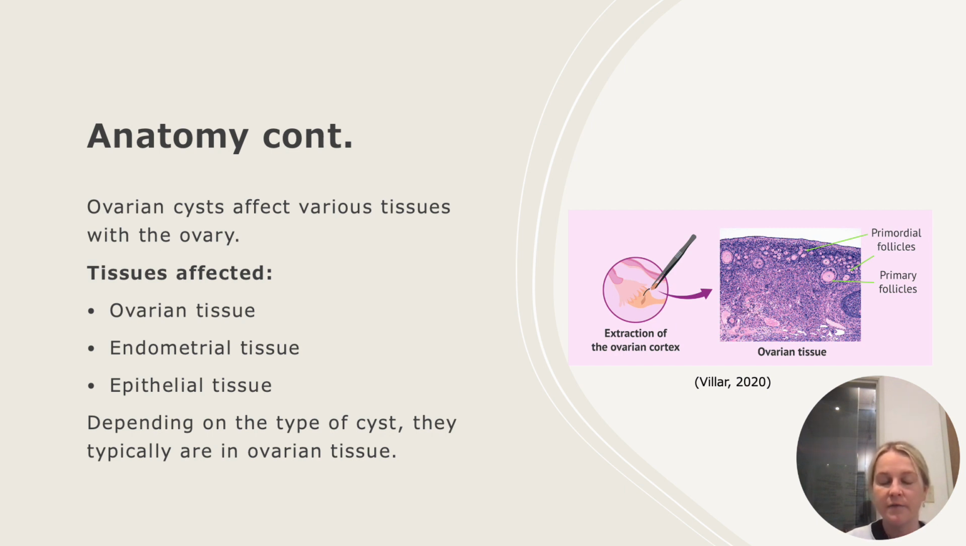This is another side of discussing the anatomy. Ovarian cysts affect various tissues within the ovary. Tissues that are affected include the ovarian tissue, the endometrial tissue, and the epithelial tissue. It just depends on the type of cyst. A picture I have here is ovarian tissue, and it shows the different follicles, whether they're primary or primordial.